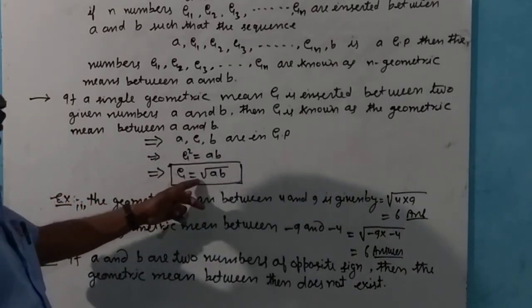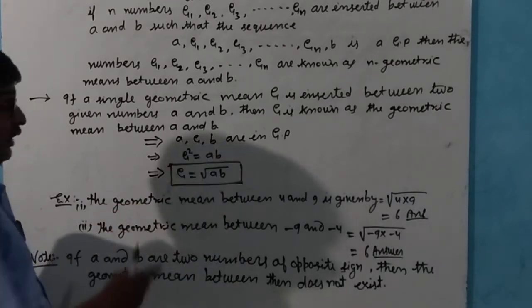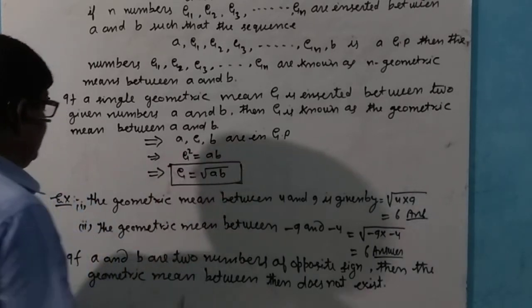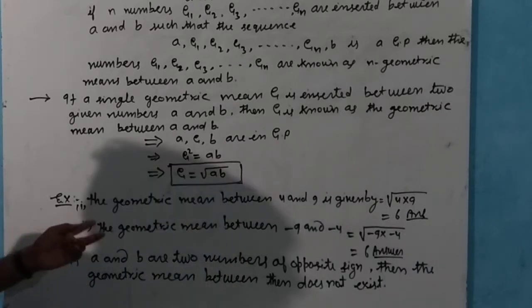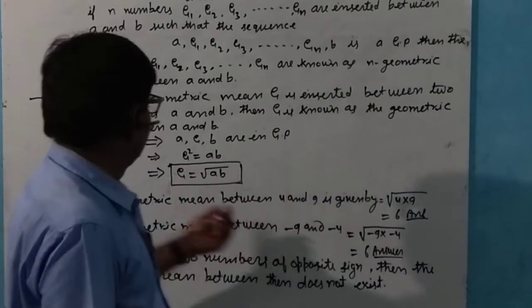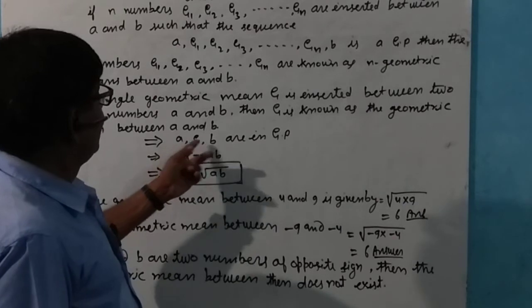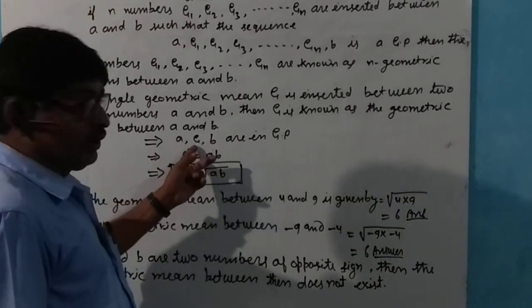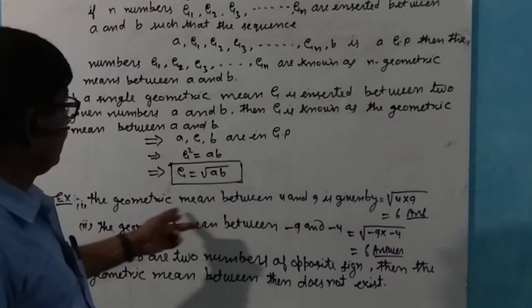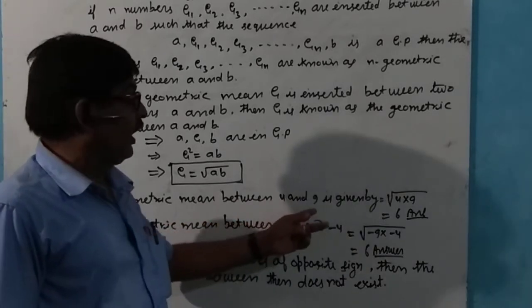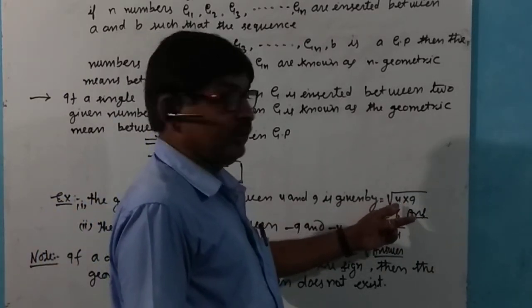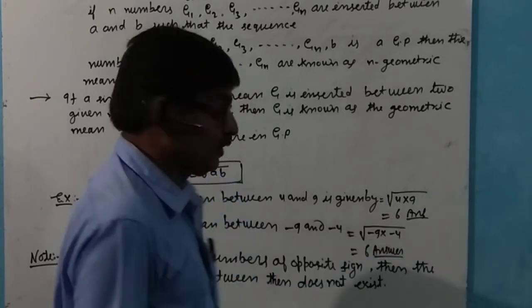It means that G is equal to under root AB. In this case, this term is known as the geometric mean between two terms A and B. For example, the geometric mean between 4 and 9 is given by G is equal to under root AB, that is under root 4 into 9, that is under root 36, which is equal to 6.